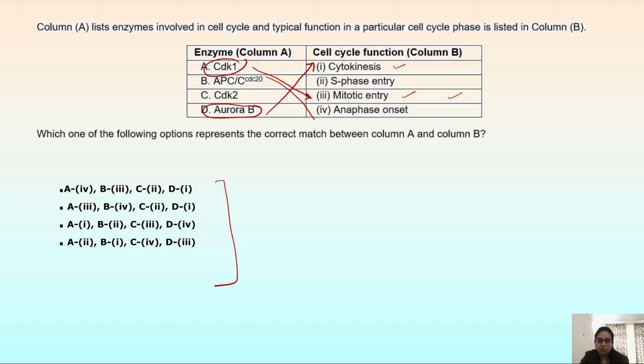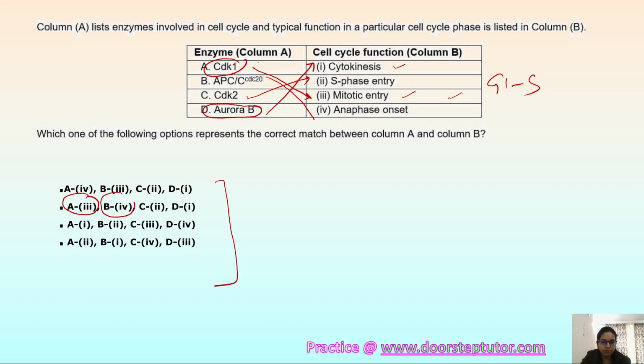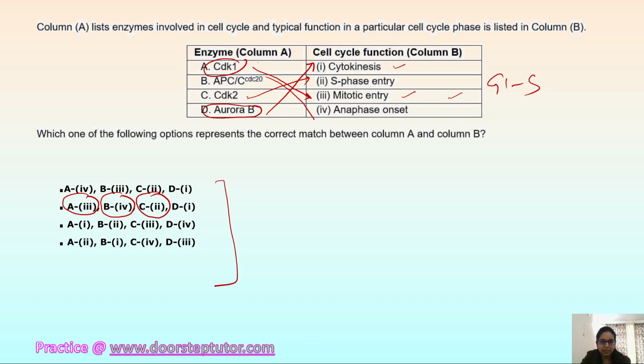While the CDK2 is actually working in the S phase entry, because it regulates the progression from the G1 to the S phase. So the A matches with the third, the B matches with the fourth, the C matches with the second, and the D matches with the first. So option second is correct.